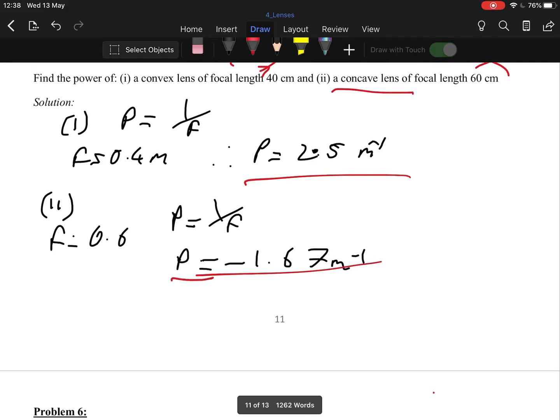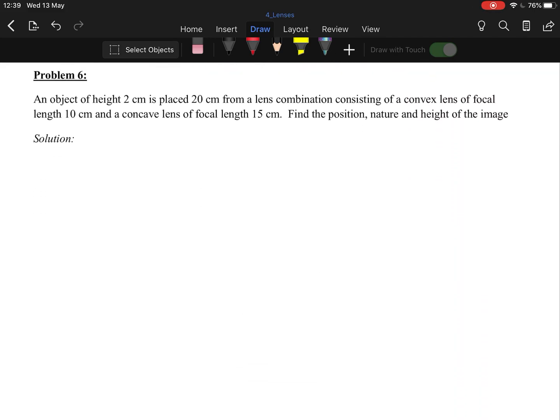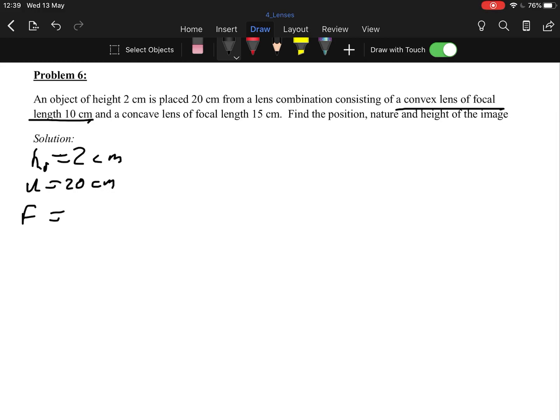All right. The last question in this topic. Okay, so an object, a height of 2 centimeters, HO, 2 centimeters, is placed 20 centimeters, U, 20 centimeters, from a lens combination consisting of a convex lens of focal length 10, so convex, F equals 10 centimeters, and a concave lens, F minus 15 centimeters. Find the position, the nature, and height of the image.